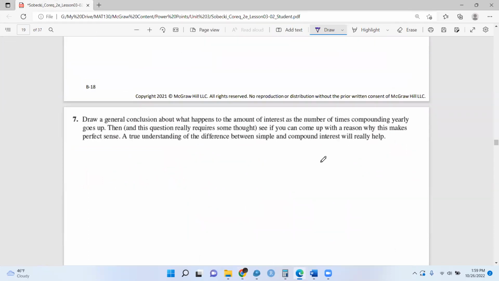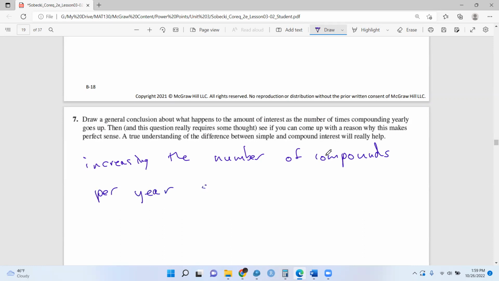That's what number 7 is. Draw a general conclusion. So increasing the number of compounds per year slightly increases the amount of interest earned.